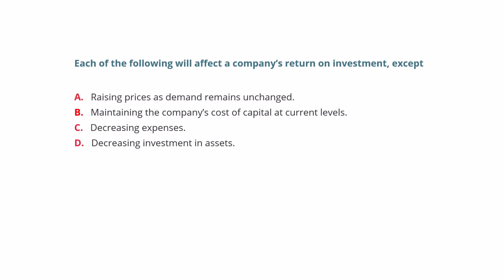Let's look at this example. Each of the following will affect a company's return on investment, except... well, the correct answer is B. A, C, D all will impact the company's return on investment, except B, because B is if you maintain the company's current cost of capital at the current level, that means your cost of capital stays the same and your investment amount stays the same. So that has no impact on your decision, maintaining the status quo.